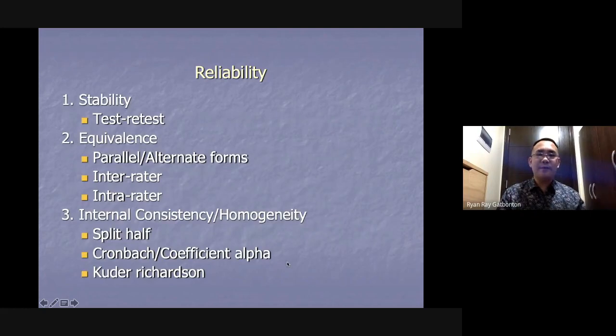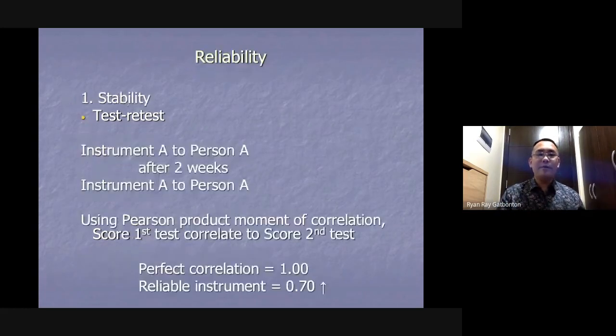Now, there are aspects or dimensions of reliability. It can be in the form of stability, equivalence, or the similarity of the two, or it can be in the form of internal consistency. Internal consistency means how connected and related each item in a questionnaire is. When we talk of stability, or the consistency of a questionnaire throughout time, this can be measured using a test-retest reliability.